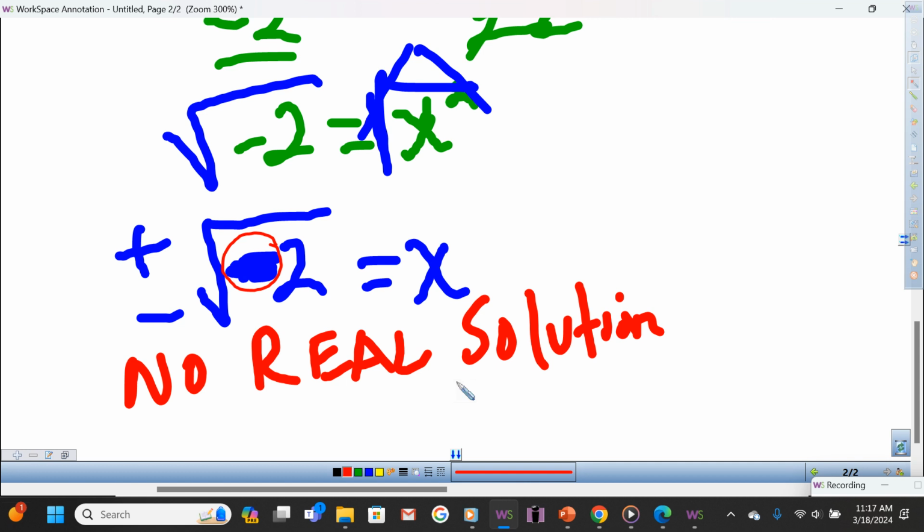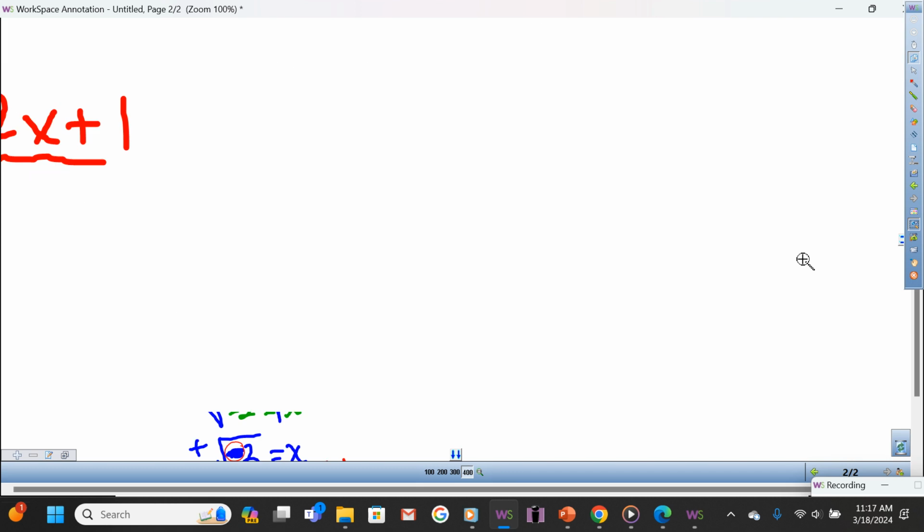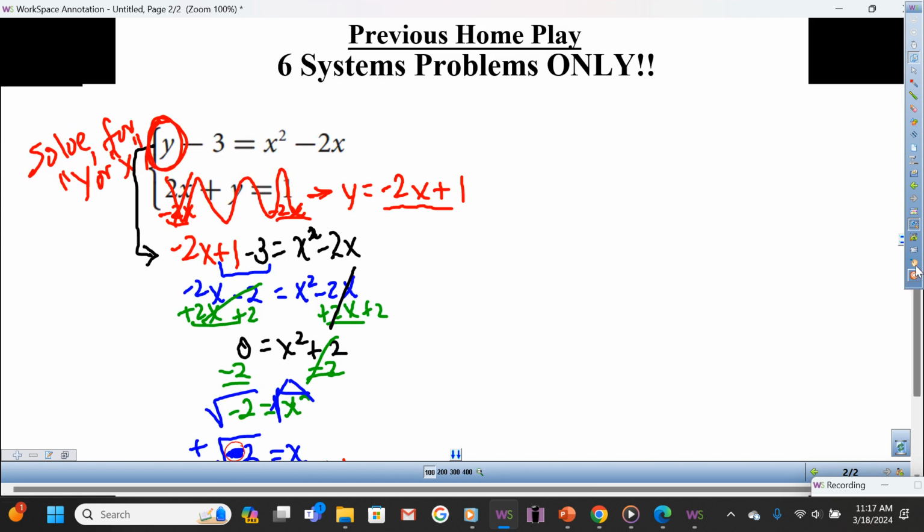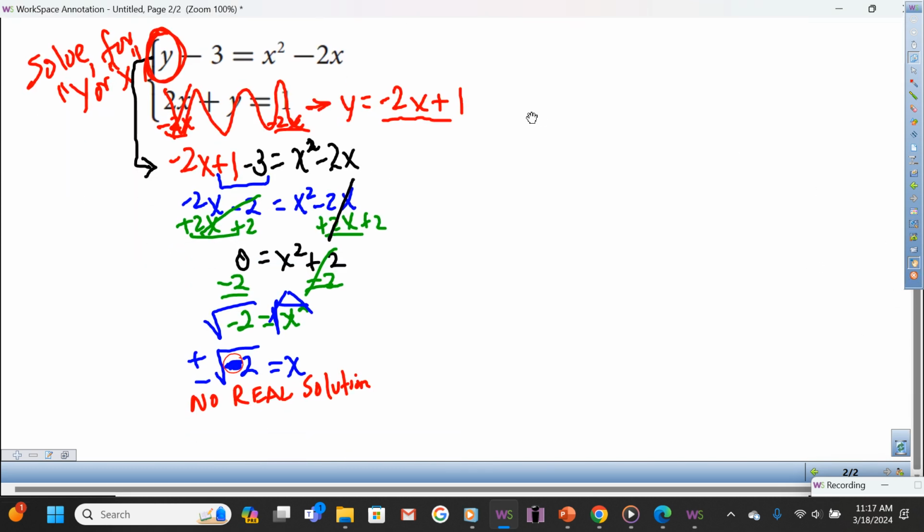Same thing with the graphing. If you were to graph those two, check your home plate whenever you have a chance. The graphs do not intersect. Why? Because there's no solution. All right. So once again, we started off by doing what? By substituting one equation into the other. From there, we left one side equal to 0. We needed to solve this quadratic equation. We couldn't, so we just stopped right there because there's no real solution. Okay? I'll just go to number 2.